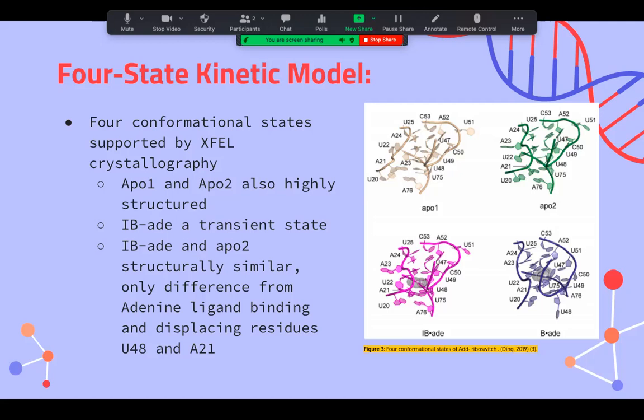And between the APO2 and the intermediate state, this being a transient state, the only difference is that the ligand has now been bound to the binding pocket. Something of significance to note is that the only residues being displaced are the uracil 48 residue as well as the adenine 21 residue. So the intermediate state and the APO2 state are virtually the same, with those two residues being the only major difference.